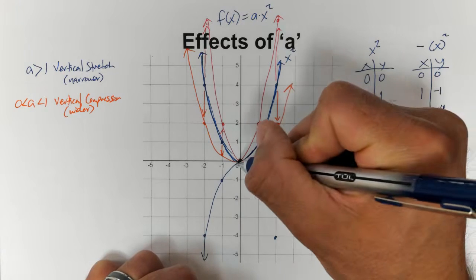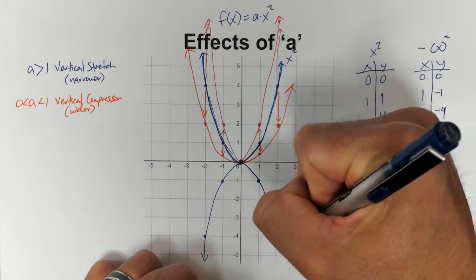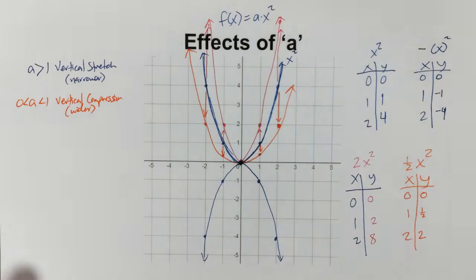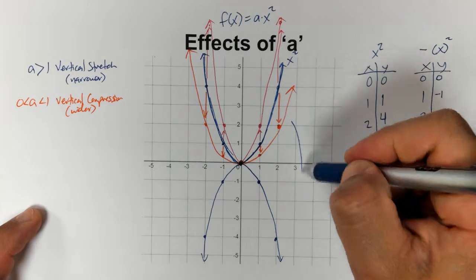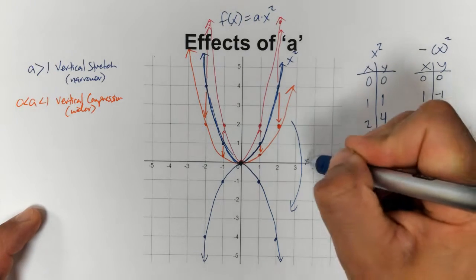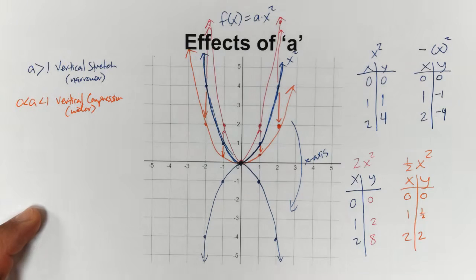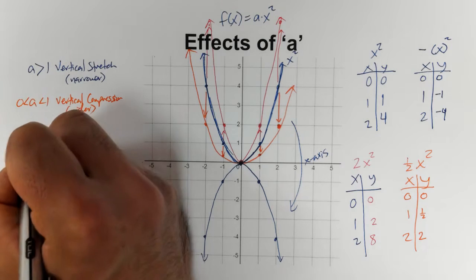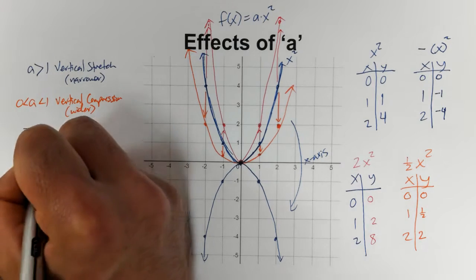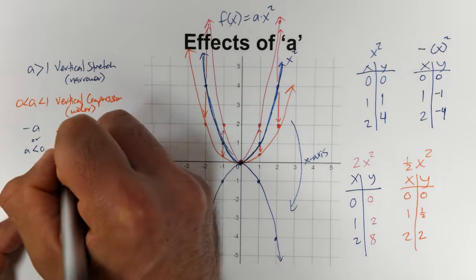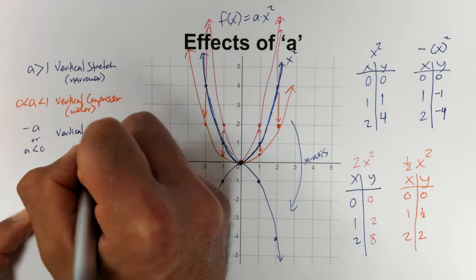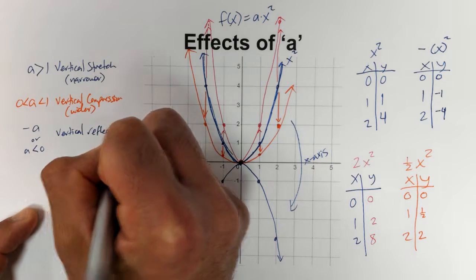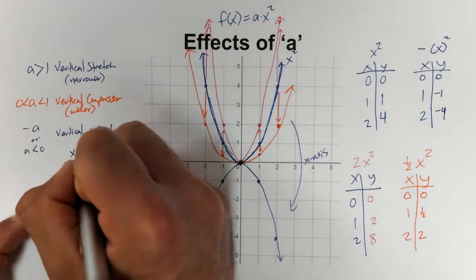And now the function is pointing downward. Right? So this is what we call a vertical reflection over the x-axis. So when a was negative, or when a is less than 0, we have a vertical reflection over the x-axis.